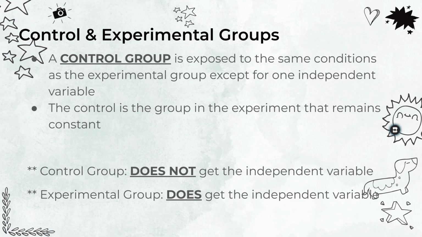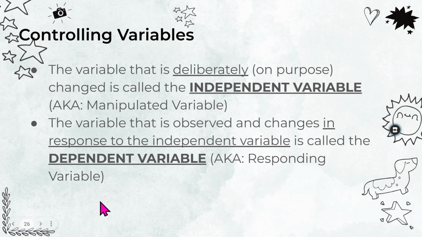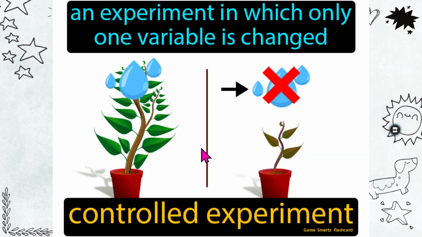The control group is going to be the group in the experiment that remains constant. This is the group that does not get the independent variable. The experimental group does get the independent variable. So again, kicking it back to our plant, let's say that this is our control group, the plant that normally gets water. Our independent variable is changing that this one does not get water.